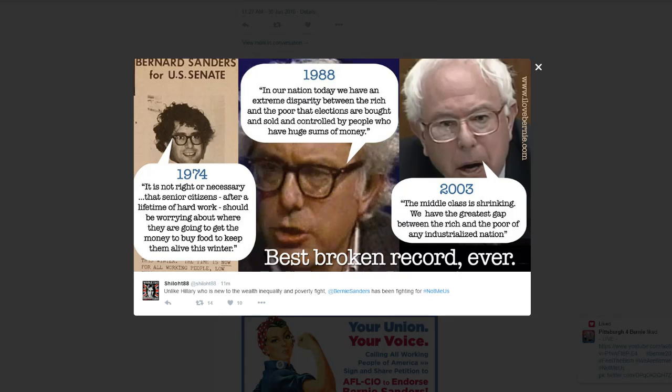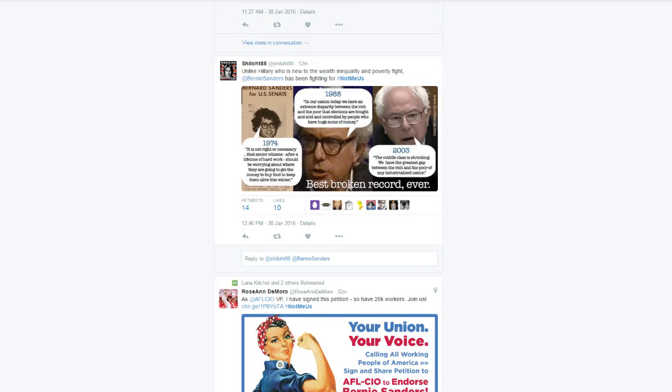2003, the middle class is shrinking. We have the greatest gap between the rich and the poor of any industrialized nation. Bernie is the broken record, folks. I mean, there isn't another candidate that has ever had this kind of a record. He's impenetrable. Whatever they try to throw at him, utter bullshit that they throw at him, it doesn't work. And the reason it'll never work is because we now trust Bernie Sanders.